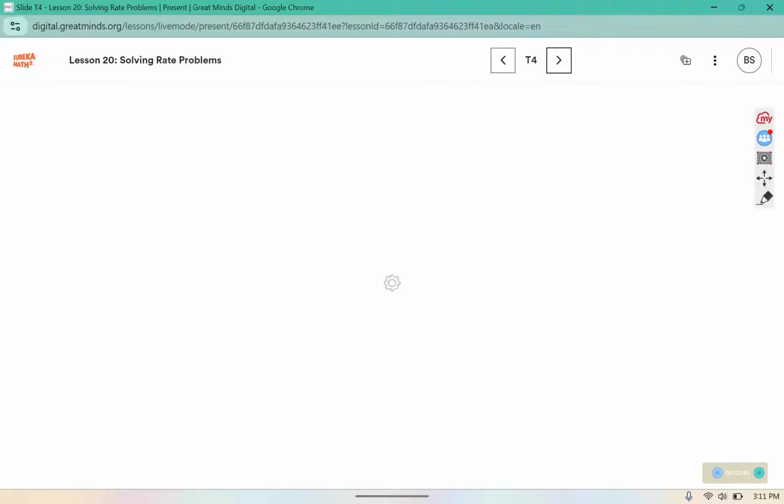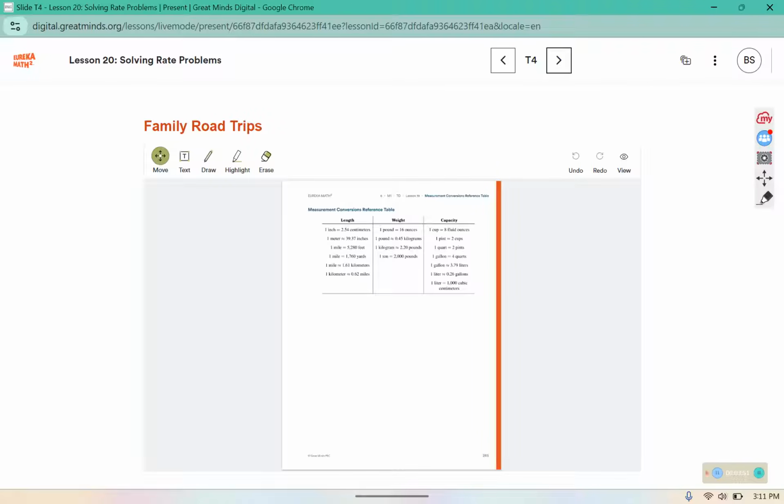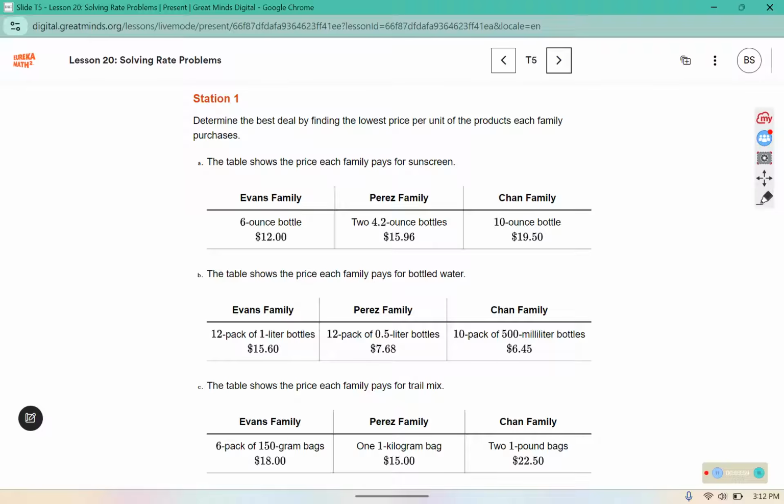Keep in mind you can use this page with the unit conversions in your book on page 265 as a reference to help you throughout this lesson. Station 1. Determine the best deal by finding the lowest price per unit of the products each family purchases. So I'm going to explain one of these parts on screen, and then I'll just write the answers for the other 2 parts. So if you choose to try those on your own, you can come back and check the work on those. So I'm going to do part A.